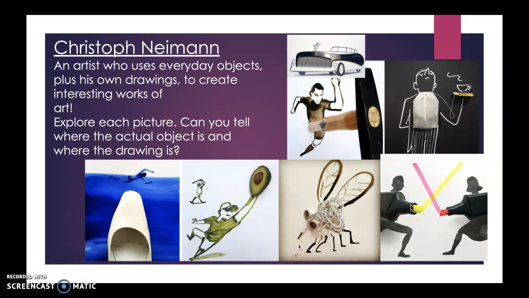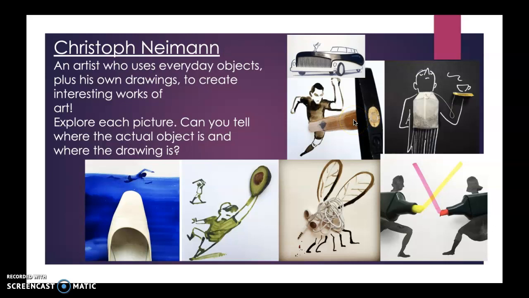Let's take a look at this one. Ooh, can you tell what the objects are? They're highlighters. He added some Star Wars characters to the highlighters. Look at this one here. Can you tell what the object is? Looks like it's a little tea bag, and he turned that into a chef.